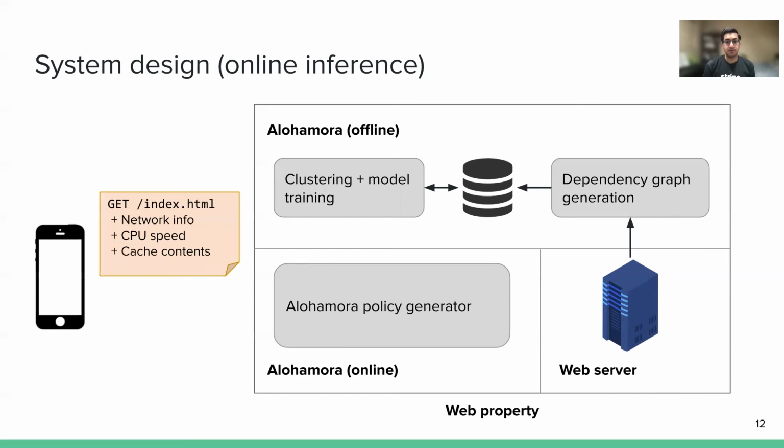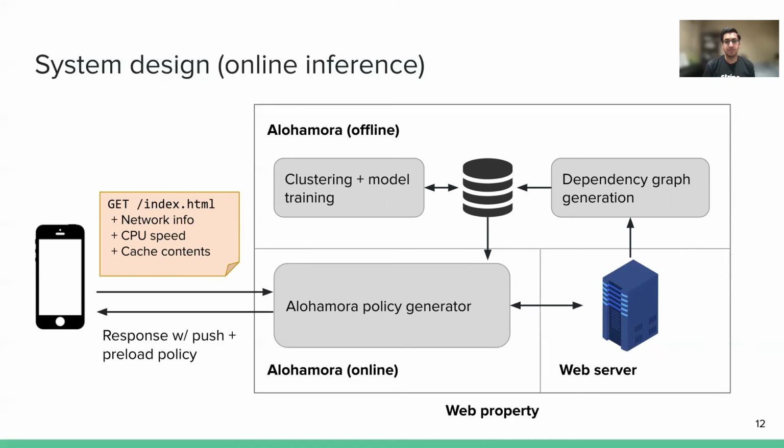Then, when the client requests a page, they attach information summarizing their environment using existing profiling APIs the browsers already expose. This information is fed into Alohamora's model, along with the corresponding dependency graph. And once a policy is generated, Alohamora collects the necessary objects from the web server using HTTP and ships back the responses to the client based on the policy.